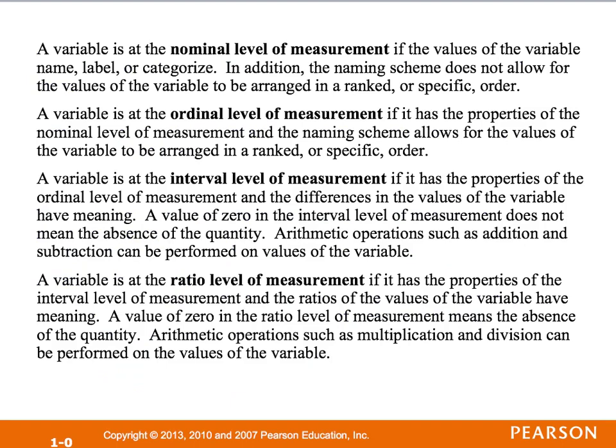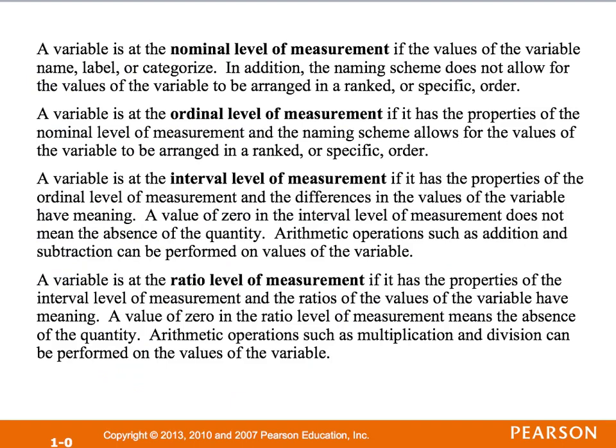Now, a variable is at the interval level of measurement if it has the properties of the ordinal level of measurement and the differences in the values of the variable have meaning. A value of 0 in the interval level of measurement does not mean the absence of the quantity. Arithmetic operations such as addition and subtraction can be performed on the values of the variable. First of all, notice here that our variable actually has to be taking on numerical values. So here we're definitely talking about a quantitative variable.